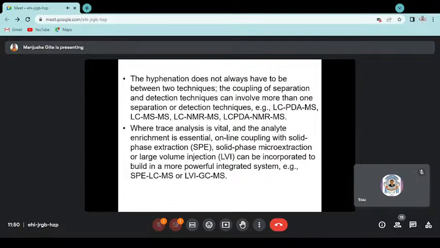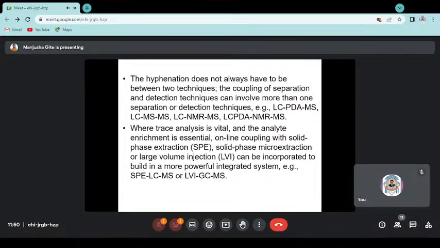Whereas in trace analysis, there is the coupling of solid phase extraction, as well as solid phase microextraction or large volume injection, with the spectroscopic technique. Example, SPE-LC-MS means solid phase extraction, liquid chromatography, and mass spectroscopy for trace analysis. Then LVI, large volume injection, GC, and MS.